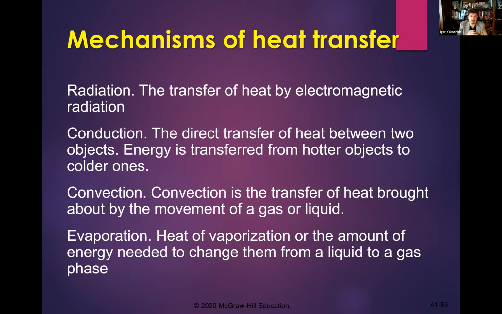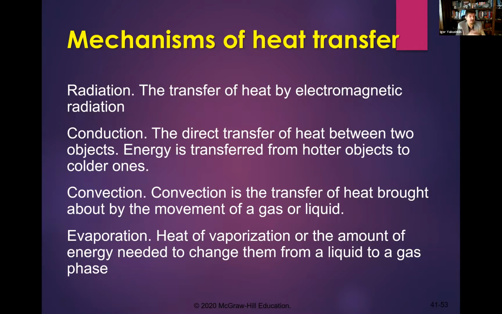Now, convection transfers heat through the movement of gas or liquid. If I right now jump into the pool, the water is definitely colder than my body, so the heat will be transferred by convection. Same thing, convection is used whenever we're cooling off or heating up our houses. And then evaporation, the heat of vaporization needed to change matter from liquid to gas. This is why we are sweating, because energy is required to take the sweat on our surface and evaporate it.